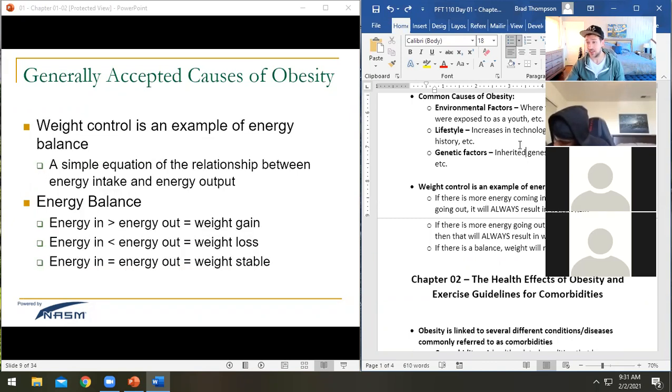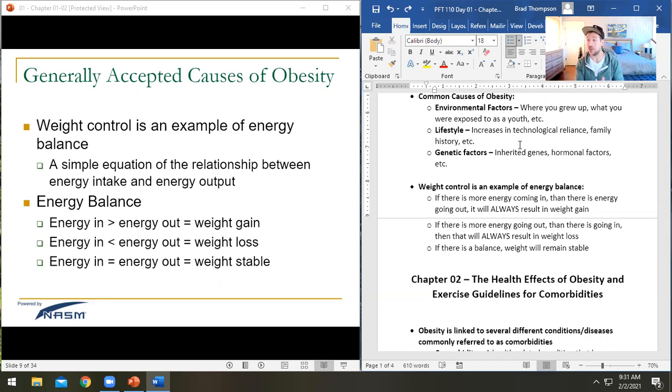So here's the thing. Like I said, we got to translate this scientific fact that we know of weight control being energy in versus energy out into stuff that's manageable. My parents are a great example. They know that it's energy in versus energy out. They know it, but they don't know how to manage it. And that's the big thing. So the simple equation: energy in greater than energy out, weight gain. Energy in less than energy out, weight loss. Equal, weight stable. But what does that mean? How do we manage those calories?